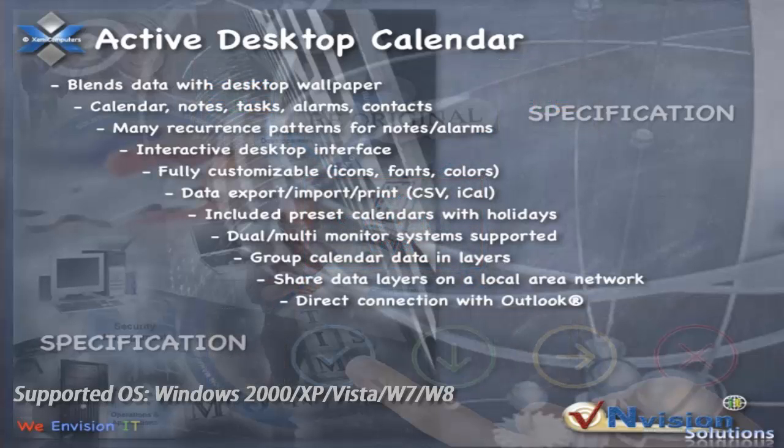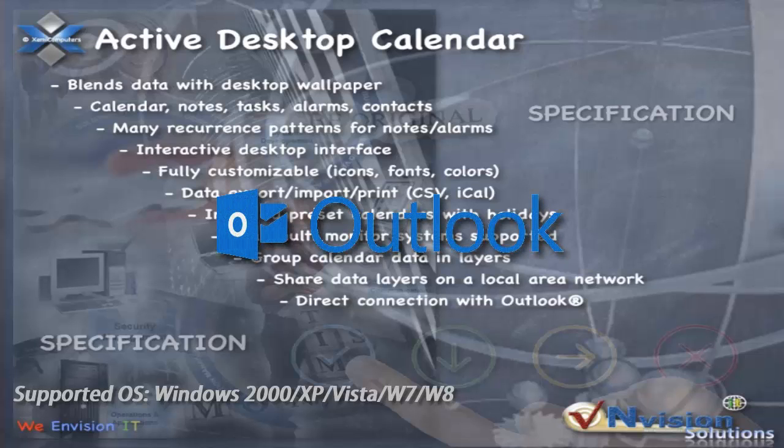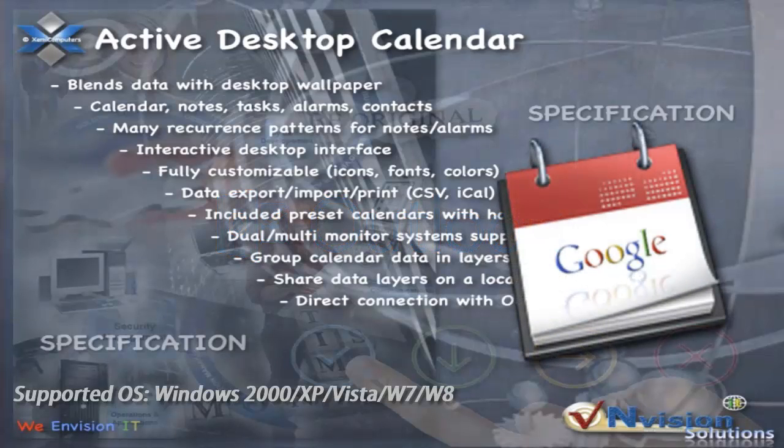Then direct connection with Outlook is that if you have Outlook and you want that to be integrated with your active desktop calendar, you can do so. But also some people have Google Calendar instead. You can do that too.